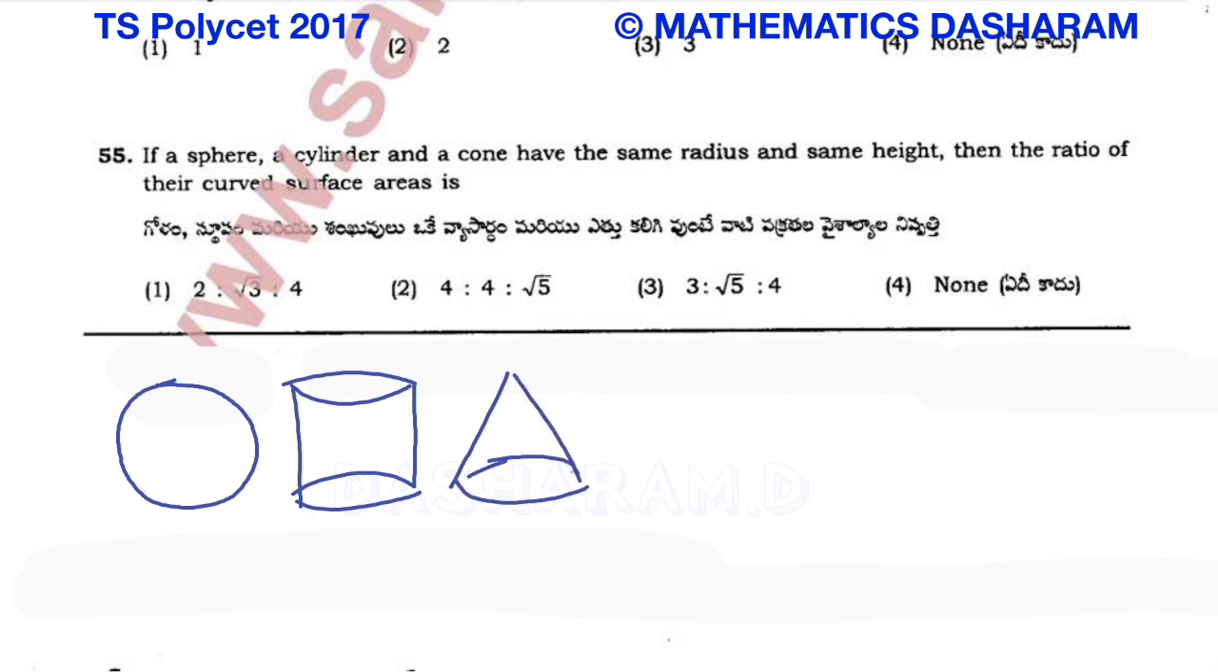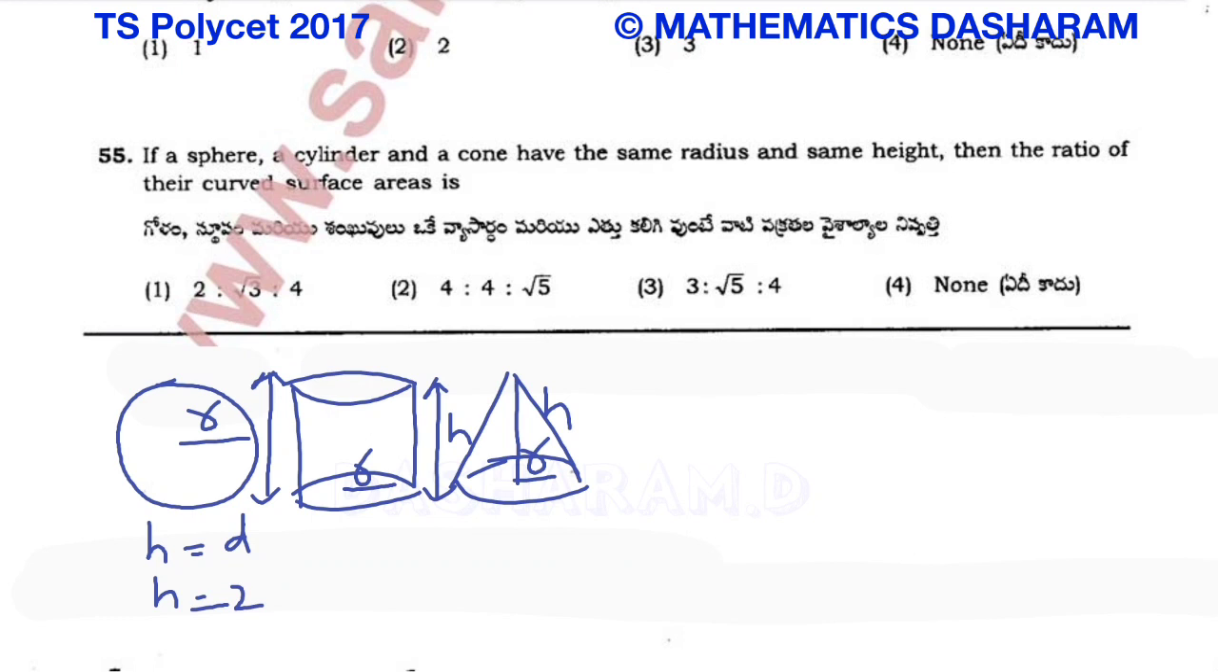So they have the same radius r. Here r, here r. Same height, this is a height h. It is the height of a cylinder, but there is no height for the sphere. So the height will be equal to the diameter of a sphere. So then h equals 2r, diameter formula, 2 times the radius.